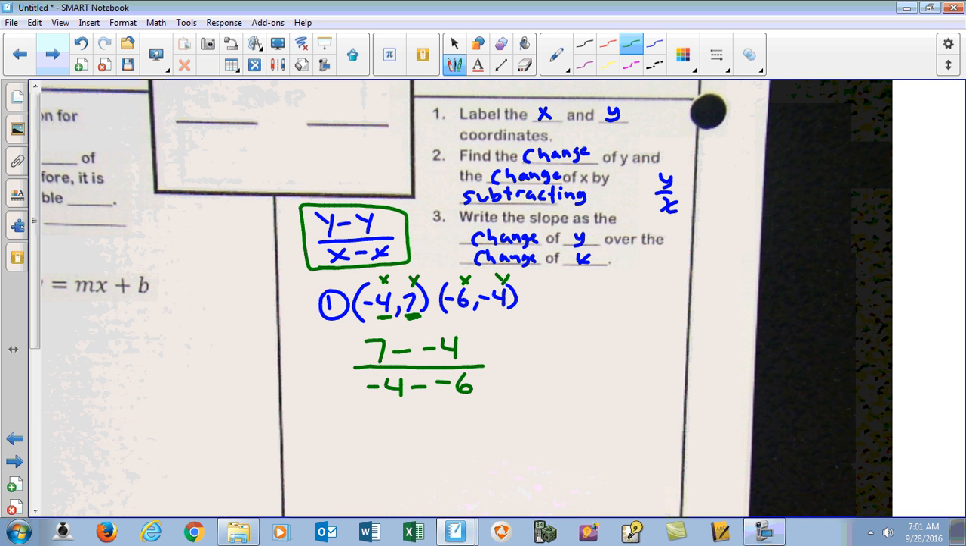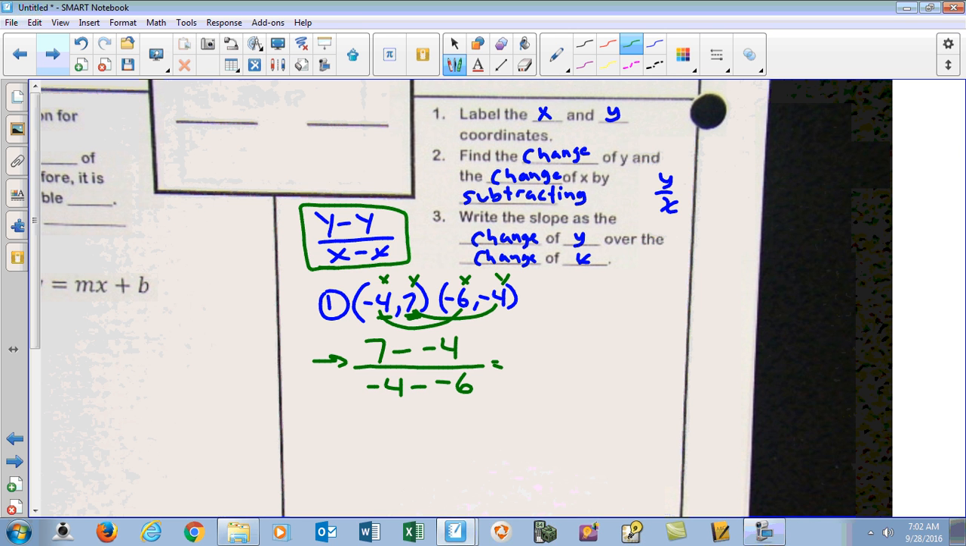All right. So I subtracted 7 minus -4, so I have to go from -4 to -6, the same order. Now I could have gone the other way. If I started with -4 minus 7, I would just have to start with -6 for my x's. So I always have to start with the same coordinate for both x and y. And if you notice, the coordinates here are right over each other. There's the -4 on the bottom, 7 is above it, and that was a coordinate. -6 is on the bottom, -4 is above it.